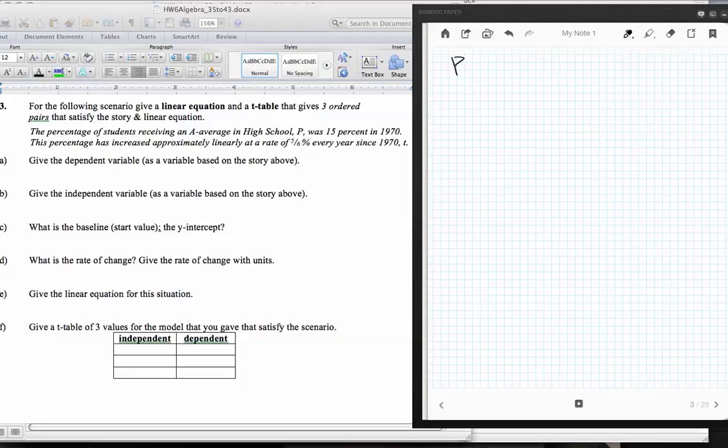So my P is the percent receiving A's. And my T is time since 1970. Now remember, that's actually very important that it's since 1970 because that means I'm not using the years as the independent variables, but instead using number of years since 1970.